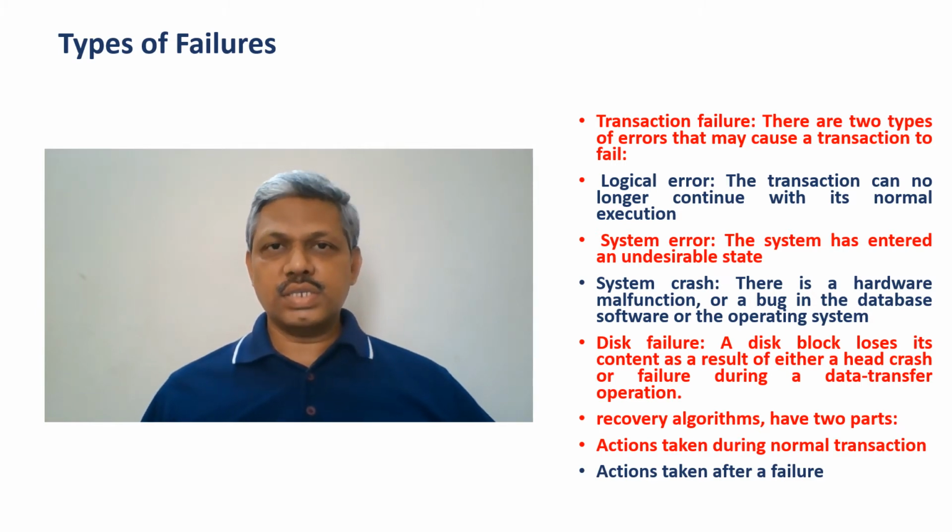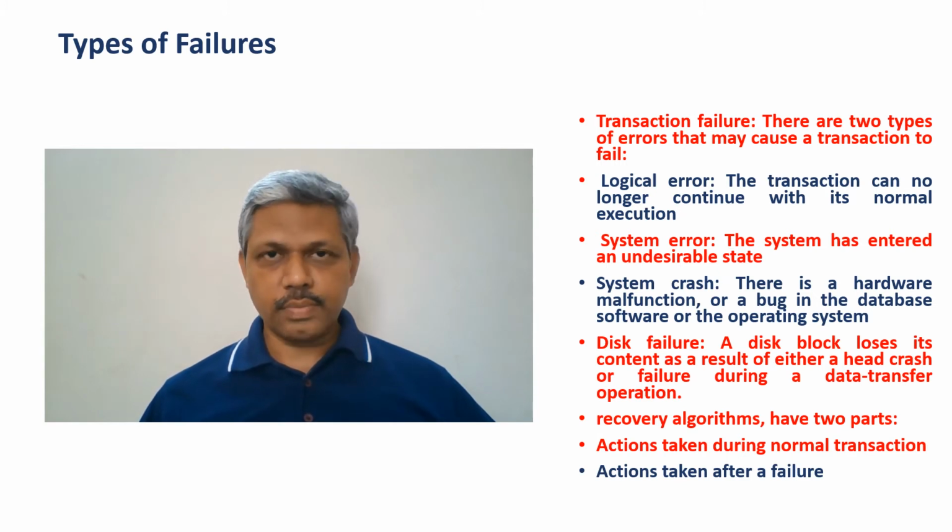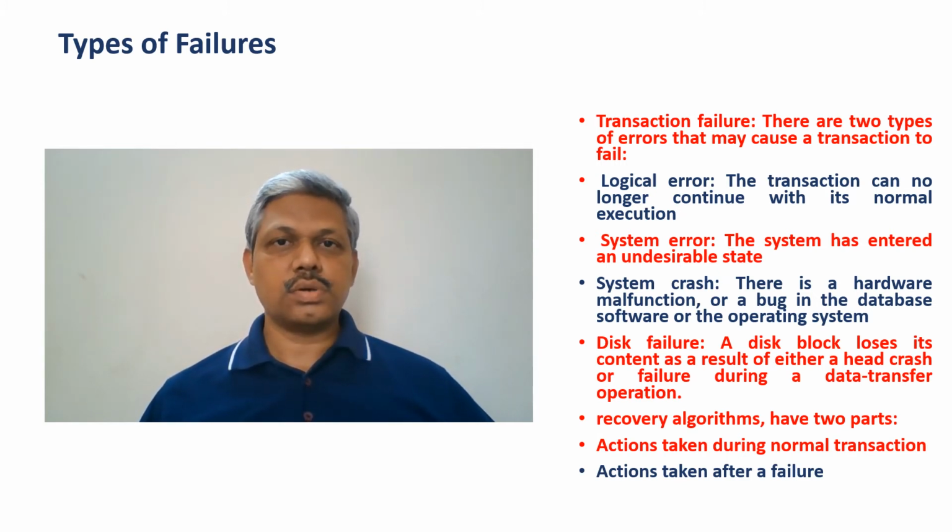And the third one is disk failure, where the disks that are operating corresponding to the database may fail. The disks may get corrupted, or the reading head or writing head of the disk may get corrupted. Such things come under disk failure. So these are the three types of failures that occur on databases.